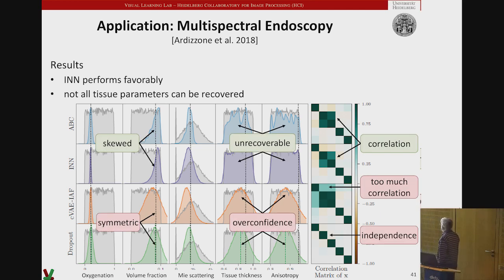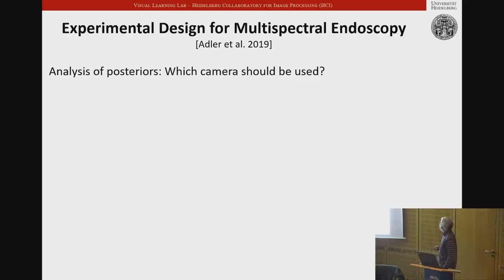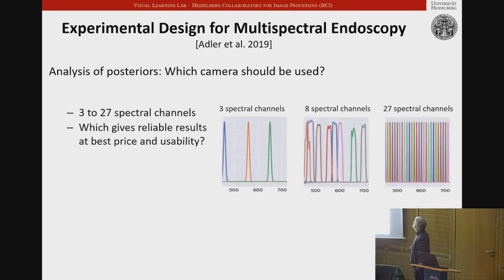Then, same thing here with correlation. We find the correct correlations between parameters, whereas the other methods can't. Another application: which camera should one use for this problem? There are 3 candidates, with 3 spectral channels, so a usual RGB camera, and then 8 or 27. And this is, of course, hugely expensive, so you only use this if you have to.